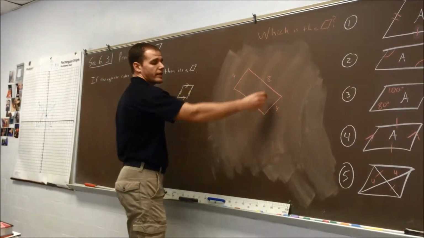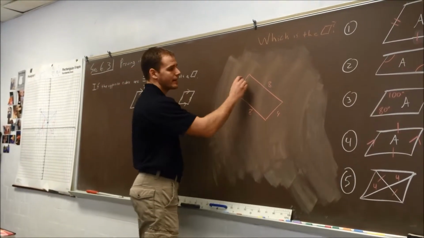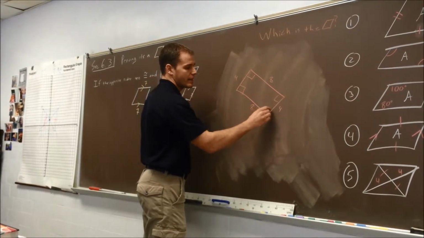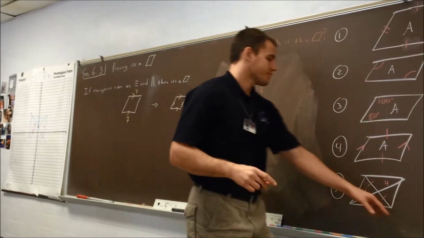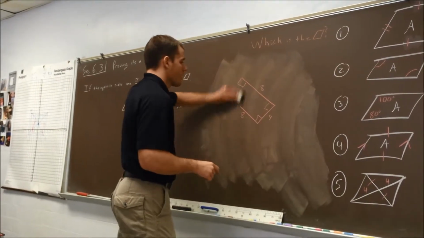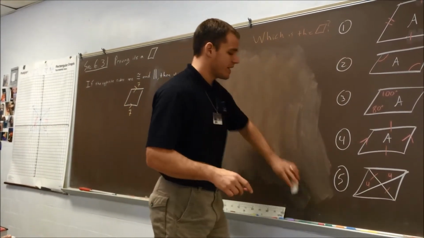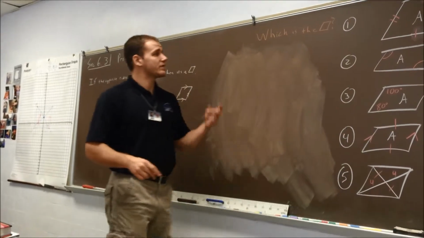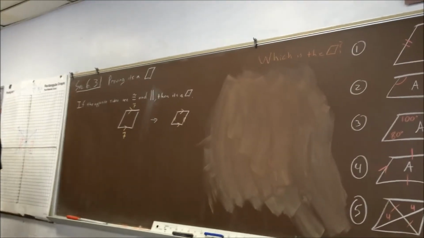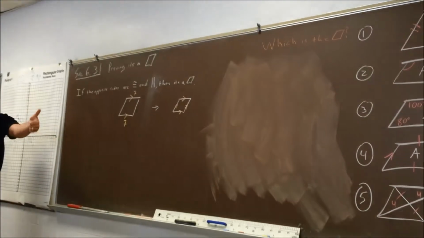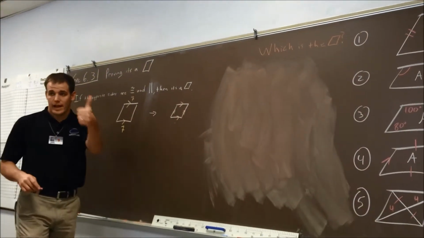Measure the angles. What do all the angles have to be? 90. If all the angles are 90, you know it's a rectangle, don't you? All right. So what we're going to be doing today is proving something is a parallelogram.